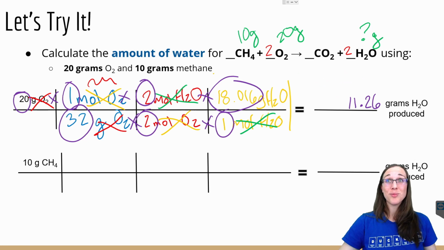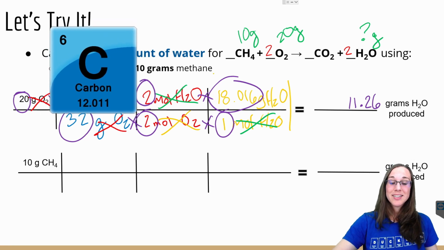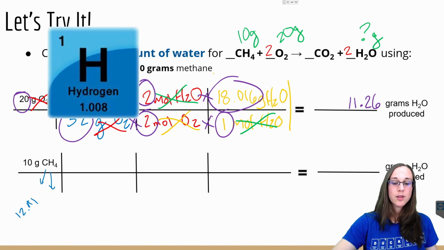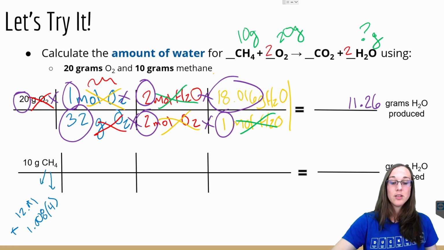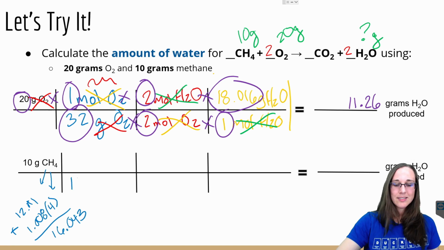All right, now we have to do pretty much the same thing all over again, except starting with methane this time instead of oxygen. I have 10 grams of methane in this chemical reaction. I need to now find the molar mass of methane to get rid of the grams of methane from my given. Looking at the periodic table, we see that each carbon weighs 12.011 and each hydrogen weighs 1.008, and there happens to be 4 of them in a molecule of methane. So my molar mass ends up being 16.043 grams of methane in 1 mole of methane.